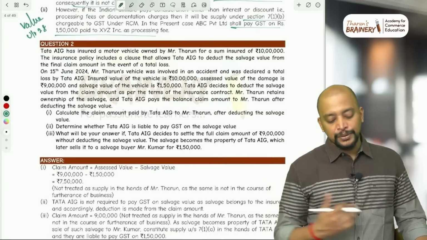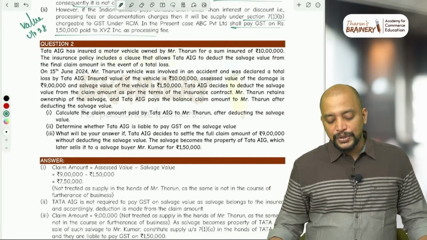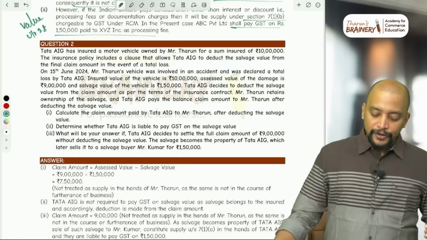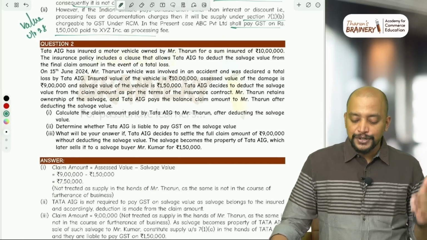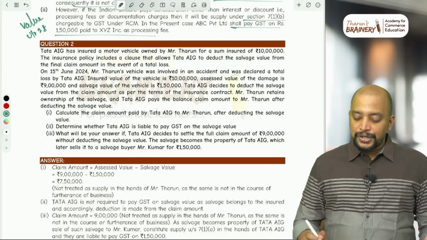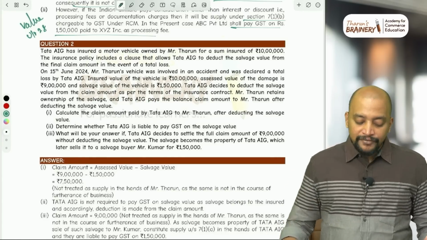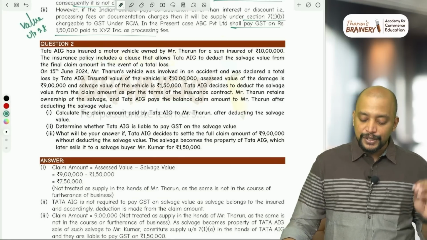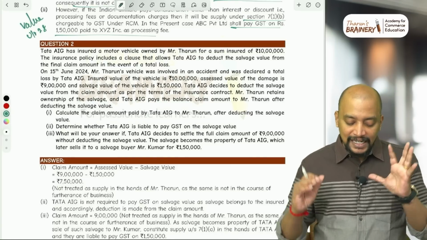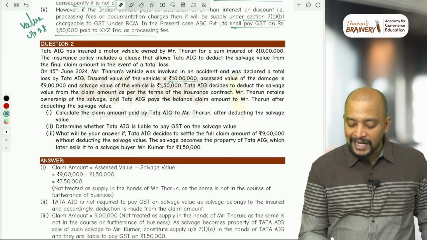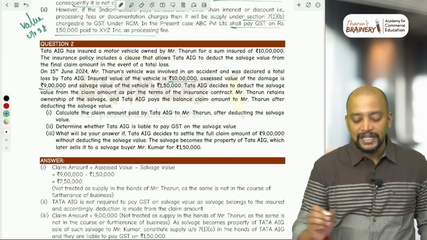Then question number 2: Tata AIG has insured a motor vehicle owned by Mr. Tharun for a sum insured of rupees 10 lakhs. The insurance policy includes a clause that allows Tata AIG to deduct the salvage value from the final claim amount in the event of a total loss. On 15 June 2024, Mr. Tharun's vehicle was involved in an accident and was declared a total loss by Tata AIG. What is the insured value of the vehicle? 10 lakhs, but the assessed value of the damage is only 9 lakhs.